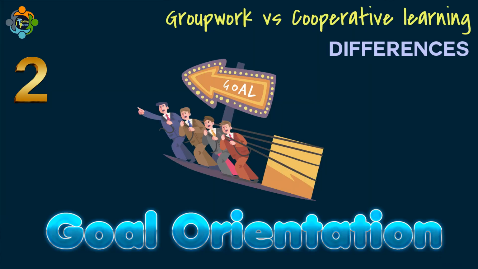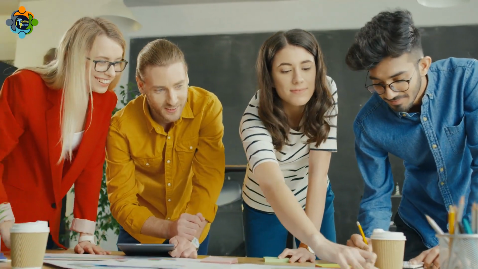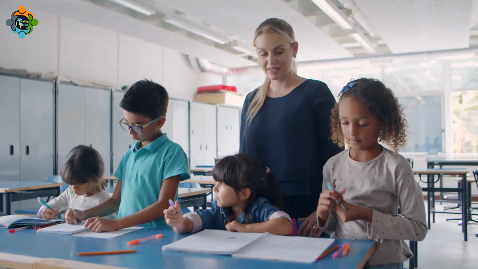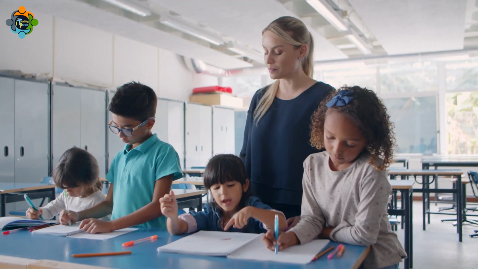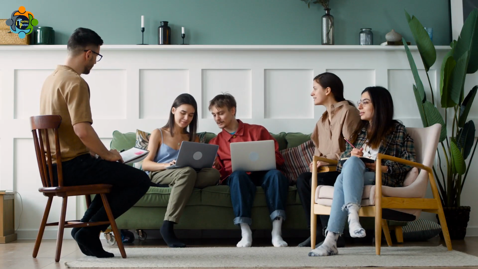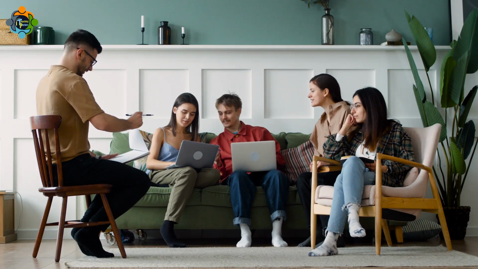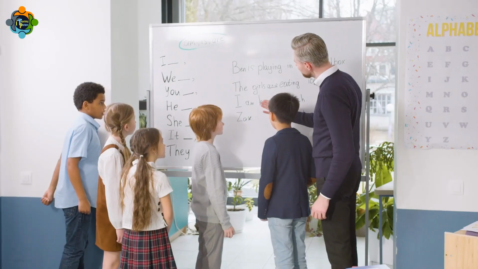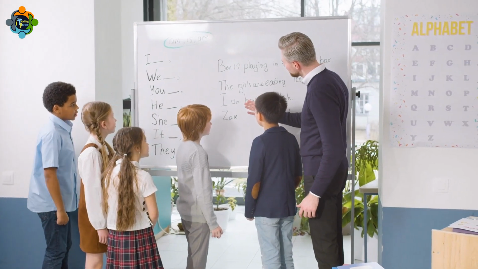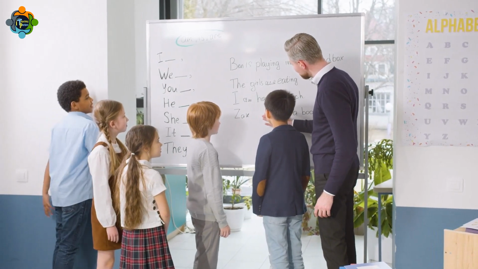Number two, goal orientation. In cooperative learning, the focus is on mastering content together. Group work may lack a shared goal. Number three, assessment. Cooperative learning often includes group assessments and peer evaluations, encouraging accountability. In contrast, group work typically assesses individuals based on their contribution to the task.